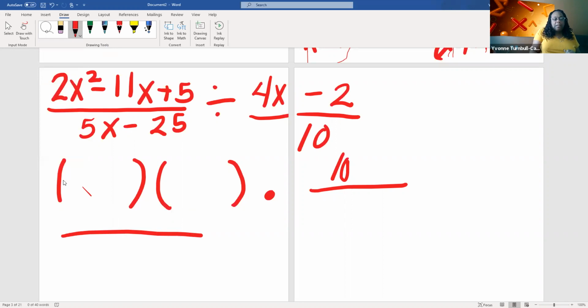All right, let me do the bottom one first because that's pretty simple. 5 divides into both 5x and 25, so I can factor out a 5. x is going to be left, and I have a 5. I'm going to check it before I proceed. 5 times x is 5x, and 5 times 5 is 25, so I know I factored it correctly.